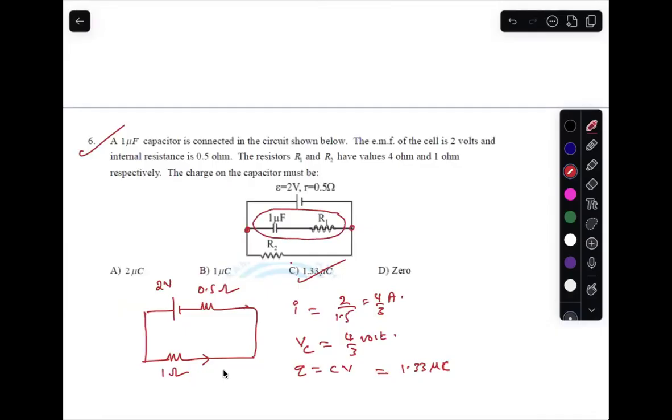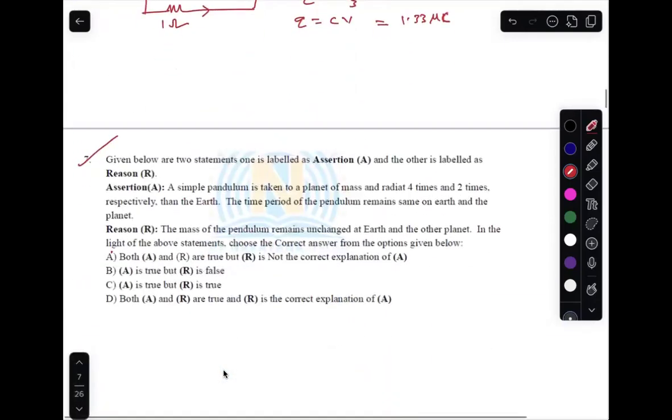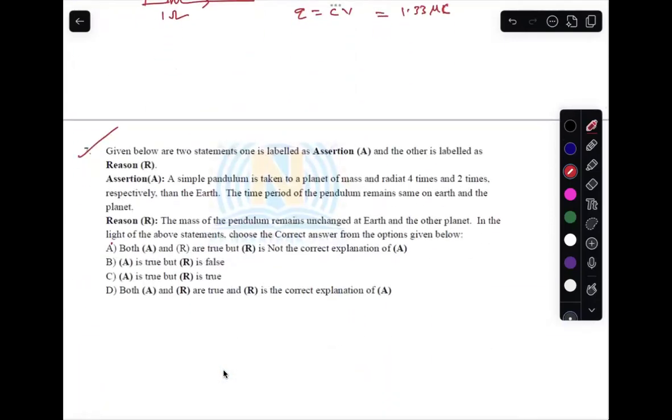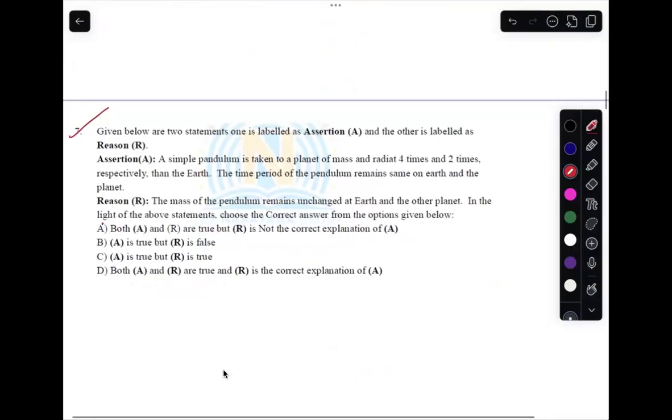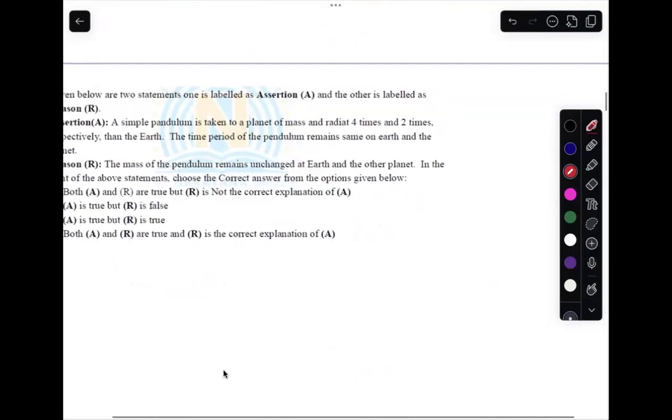And you need to find only the potential drop across this. That's all. Next, 7. Fortunately, theory question. A simple pendulum is taken to a planet of mass and radius. Mass of the planet is 4 times mass of Earth. Radius of the planet is 2 times radius of the Earth.